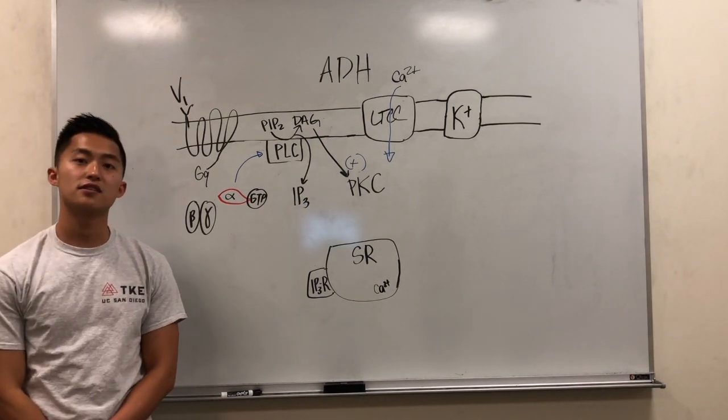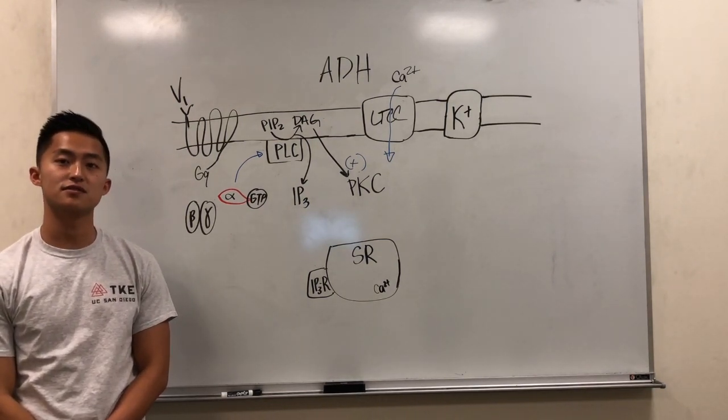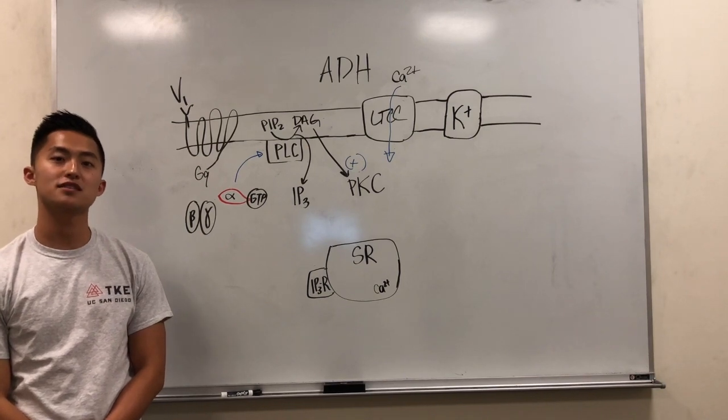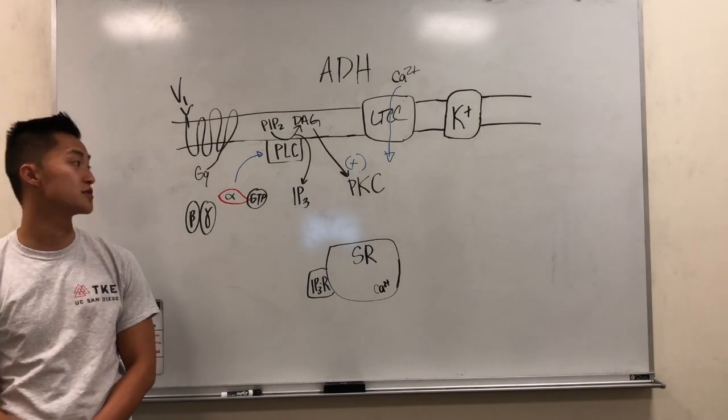PKC can also act on and turn down the function of potassium channels. This prevents potassium outflux and slows down the repolarization of the smooth muscle cell.